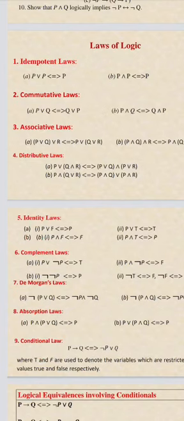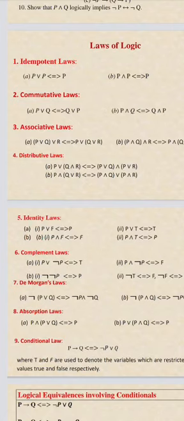Laws of logic. Nine laws are given. First law is the idempotent law: P or P is equivalent to P, and P and P is equivalent to P. Then commutative laws: P or Q is equivalent to Q or P, and P and Q is equivalent to Q and P.